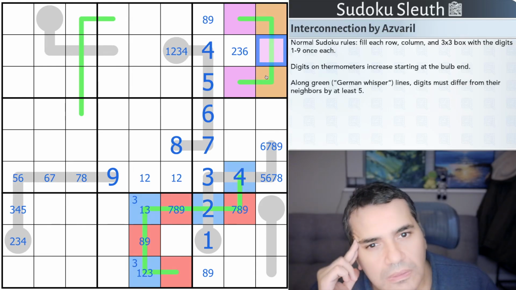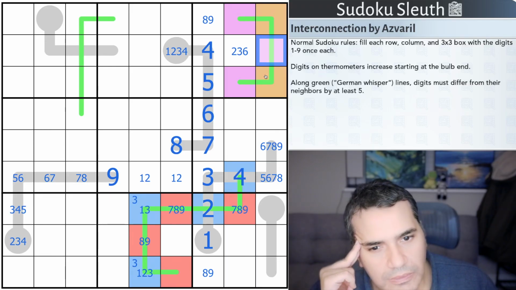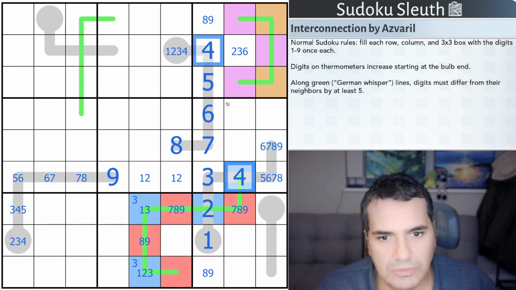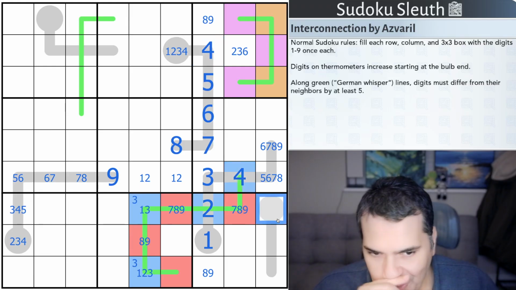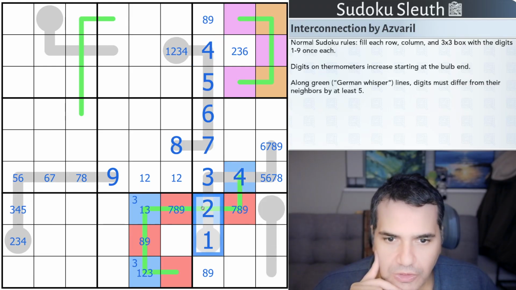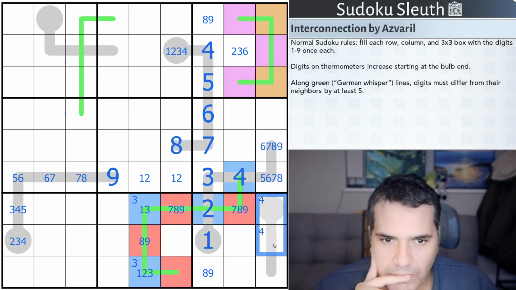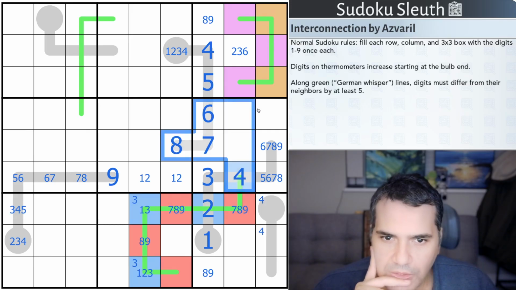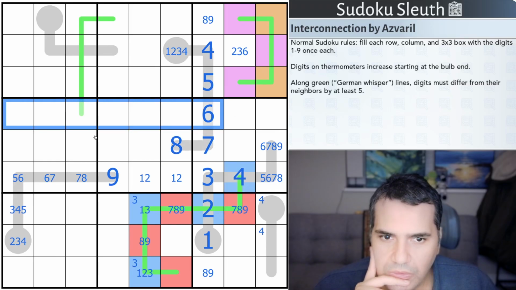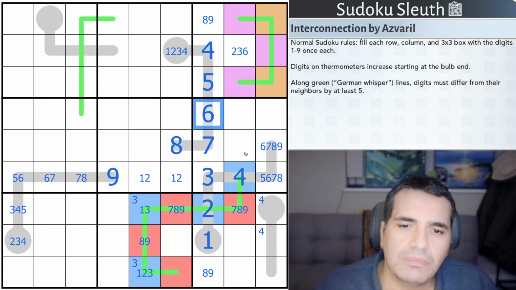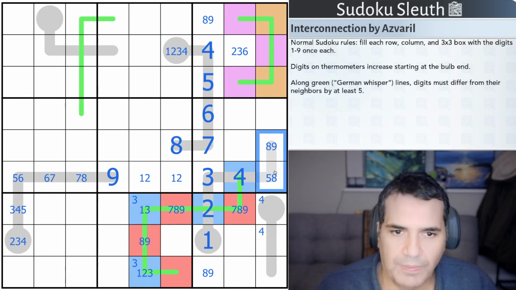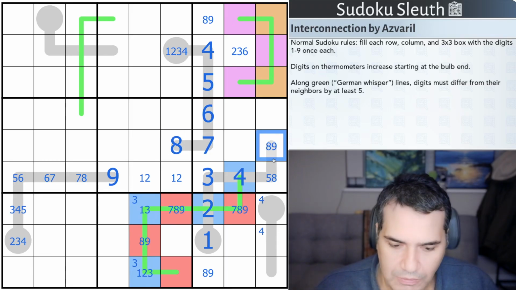Interesting. How's that helping me again? Is it helping me? Saying that 4 is down here, Sudoku. 4 can't be down at the bottom because this could be 3, but this can't be 1 or 2. So 4 would have to be one of these two cells. Yeah, interesting. 6 is not here. 6 is in... come on, Sleuth. 6 and 7 are gone. 8 is looking at this cell. Come on.